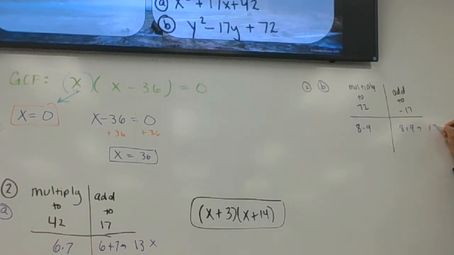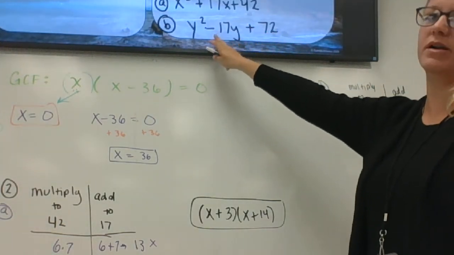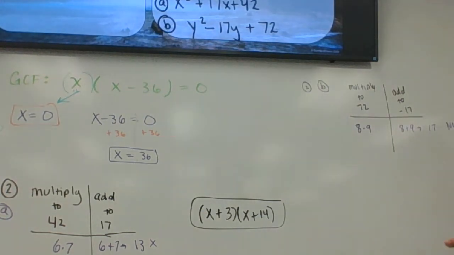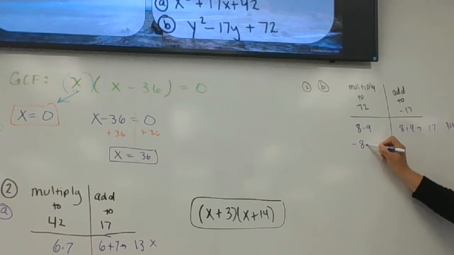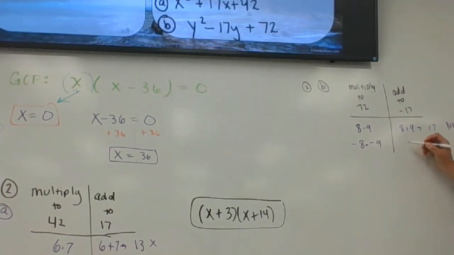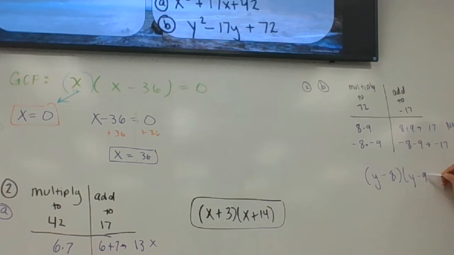8 plus 9 makes 17, but you know what? I need a negative. Wait, isn't it like the biggest number? It's tricky. If this was negative and this was negative, the bigger number is negative. But this time they have to multiply to be positive. So then it's gonna be the strong number. We need both numbers negative. Oh, okay. So my answers are y minus 8 and y minus 9.